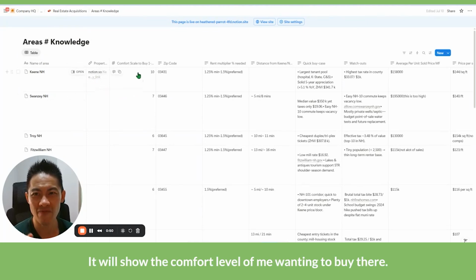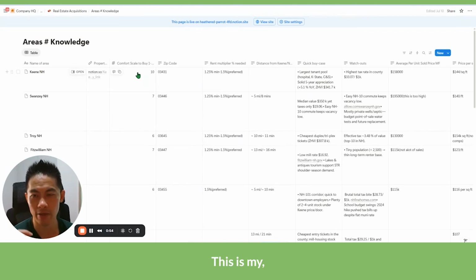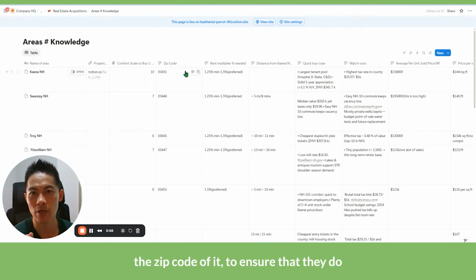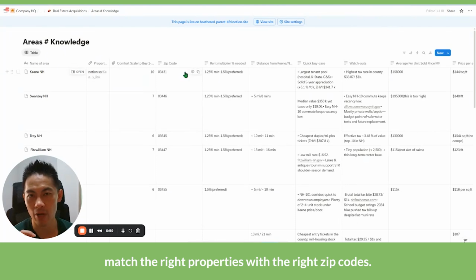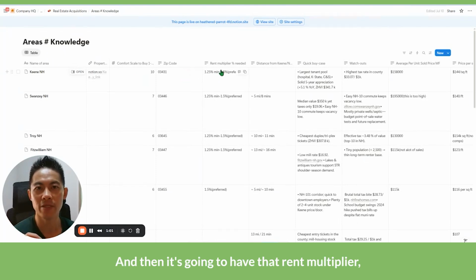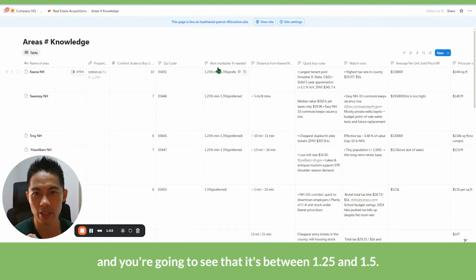It will show the comfort level of me wanting to buy there. So it's a 10. This is my focus area. Then the zip code, to ensure that they match the right properties with the right zip codes. And then it's going to have that rent multiplier, and you're going to see that it's between 1.25 and 1.5.